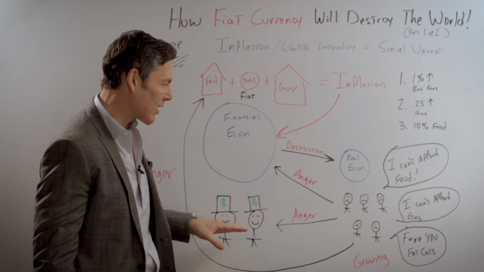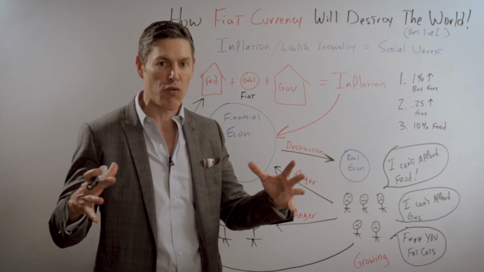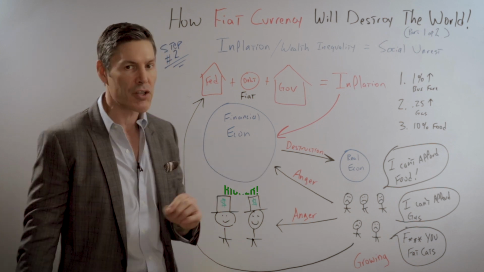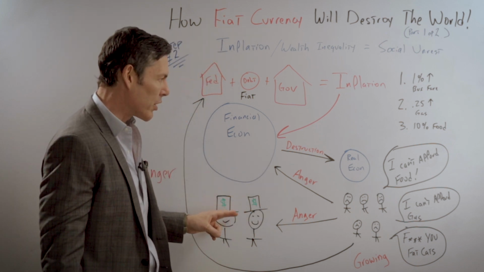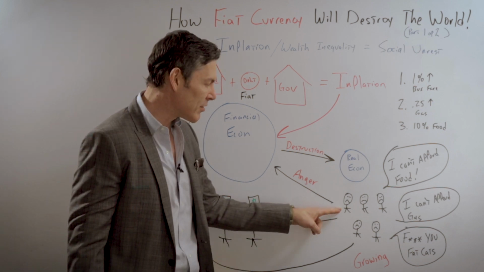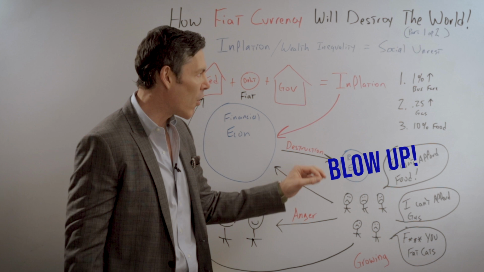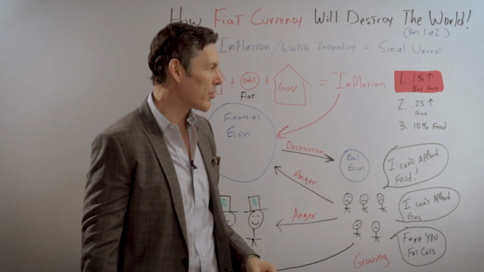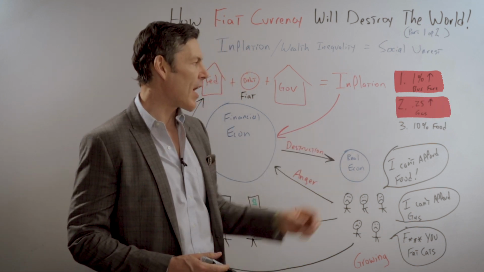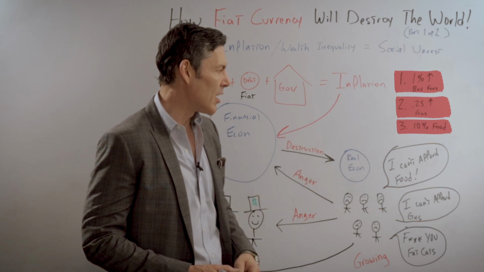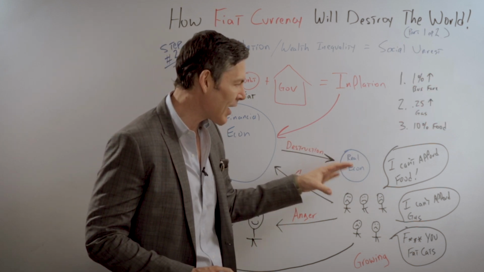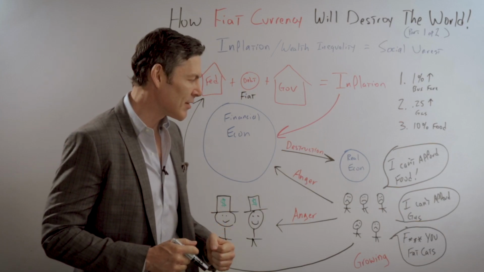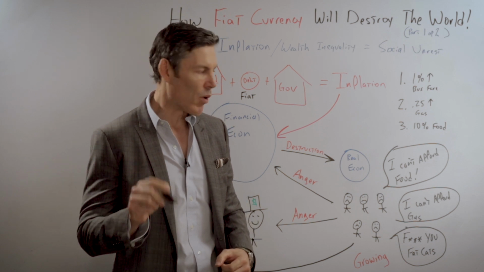And of course, the fat cats, the 1%, are just getting richer and richer and richer because of the increase in the size of the financial economy. They're the only ones with the assets. What makes this thing blow up and create all this social unrest that we've been seeing lately is not the 1% increase in bus fare, the 25% increase in gas, or the 10% in food prices. It's everything that's happened before. It's all that pent-up frustration. As we used to say in business, it's never about what it's about.